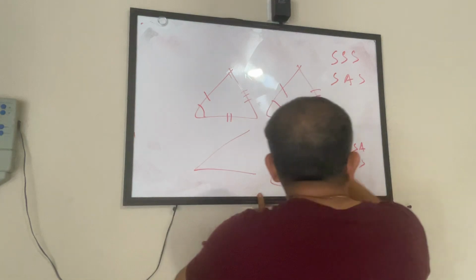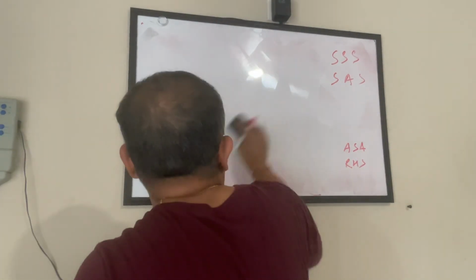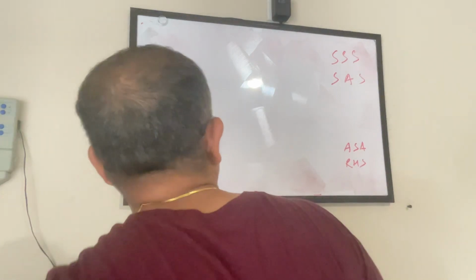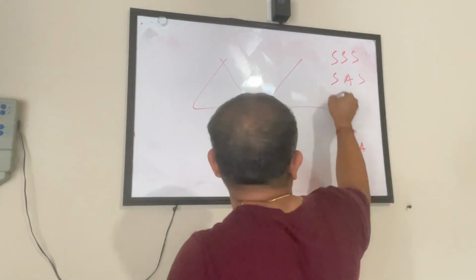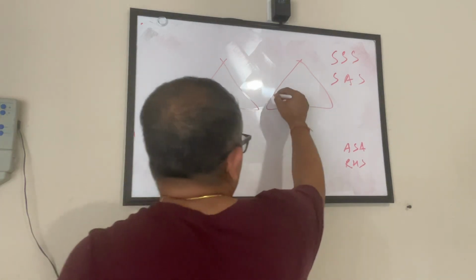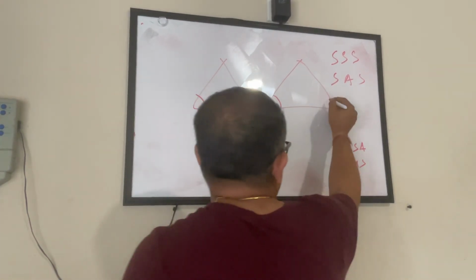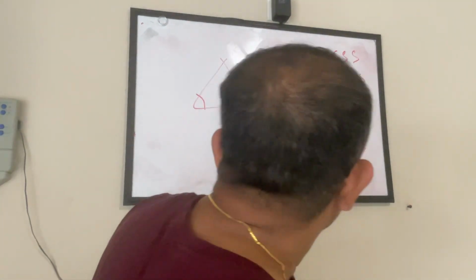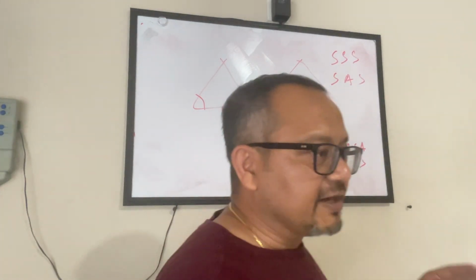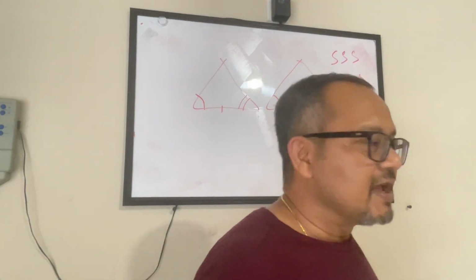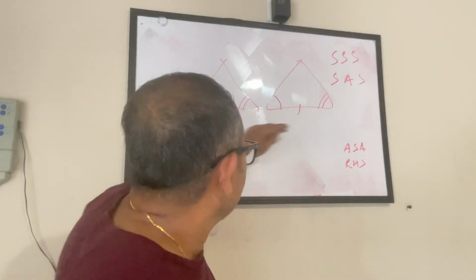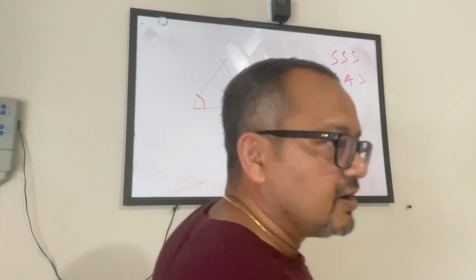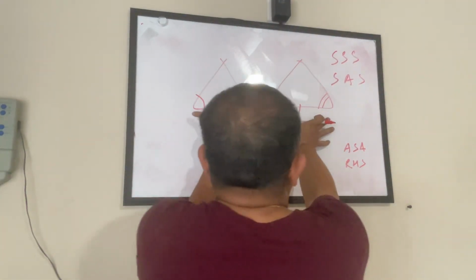Okay? Now, we are coming to the third theorem, which says ASA, meaning if I have two triangles like this, where this angle is the same as this angle, and this angle is the same as this angle, and the side between them is also matching, these two triangles will be congruent. Now, let's try proving that. I see that there are two triangles where these two angles are matching. Okay? And this is the length of the side.